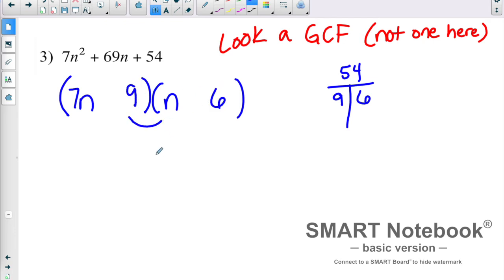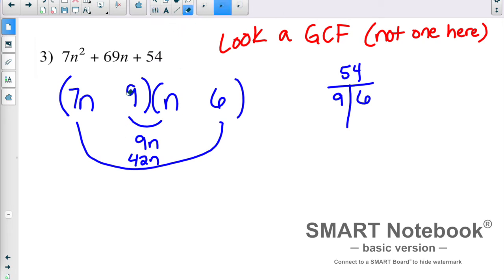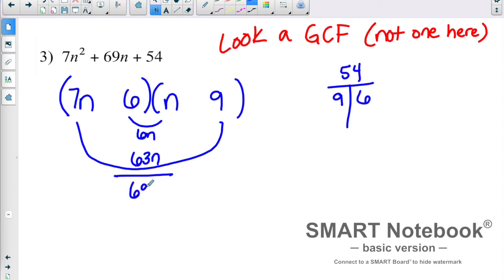Guess and check. On the inside we have 9n. On the outside we have 42n. That combines to give me 51, so that's not going to give me the 69 that we need. A common mistake is just giving up on 9 and 6 because we tried it, but we didn't try a different order. So putting the 6 here and the 9 there is different because now the 9 is what's multiplying to the 7. So we do get a 6 in here, and 9 times 7 is 63. 6n and 63n is 69n. So that is a positive and a positive that we need.